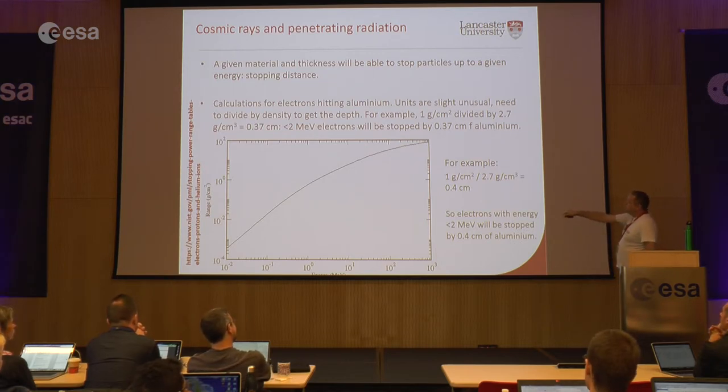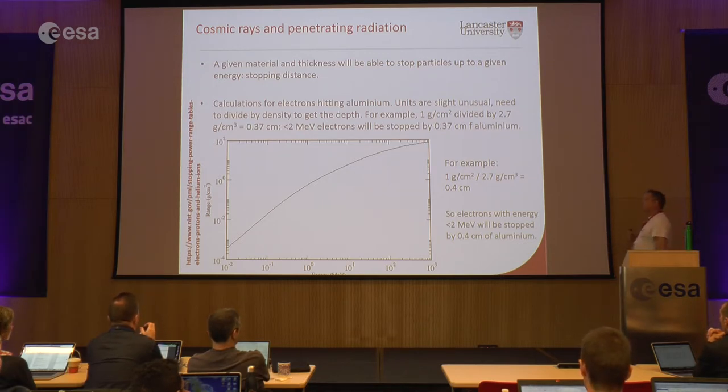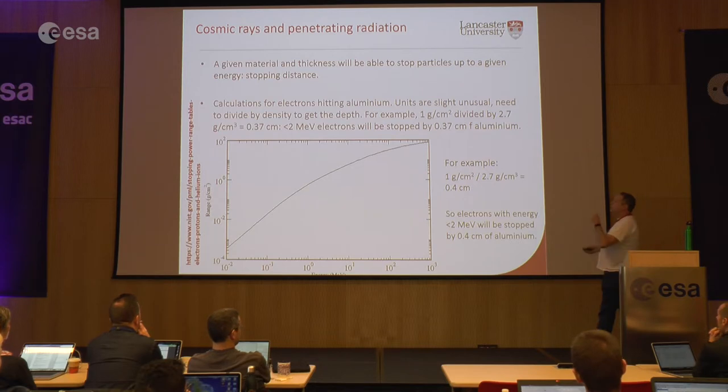If we take, for example, 1 gram per square centimeter, and divide by the density of aluminium, 2.7 grams per cubic centimeter, you get something that has dimensions of length. And that happens to be 0.37 centimeters. So that means an electron with an energy of a few MeV will go through 0.37 centimeters of material before it's stopped.